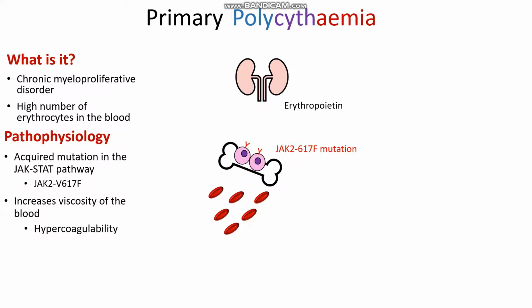Now, of course, the kidney detects this and it goes, hang on a second, we don't want this many red blood cells. So what the kidney might do to try to compensate is to actually reduce the amount of erythropoietin that the kidney is producing.